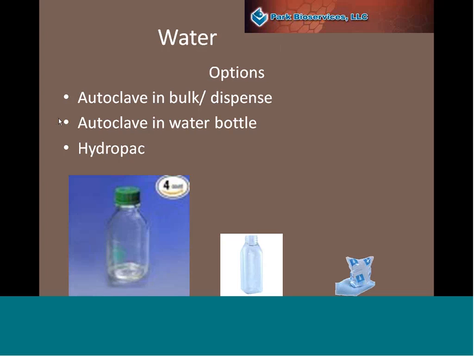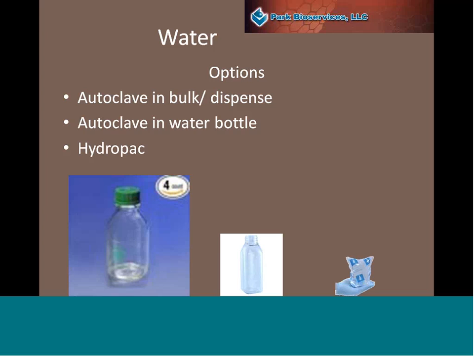The second alternative is autoclaving directly into a water bottle, the bottles that are going to be used in the individual cages. That has a lot of benefits because you don't have to handle it twice. You just put it on the cage and you're all set.